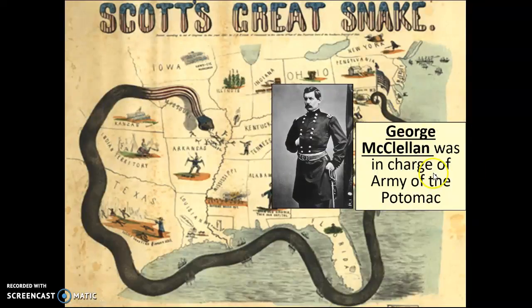So, big names within this. George McClellan, he is in charge of what's called the Army of the Potomac, and he's going to be off in the eastern theater of the United States. The Eastern theater being the eastern portion of the U.S. and the fighting that's going on over there around Maryland, D.C., Pennsylvania, and within Virginia as well. So George McClellan, he's fighting for the United States of America.